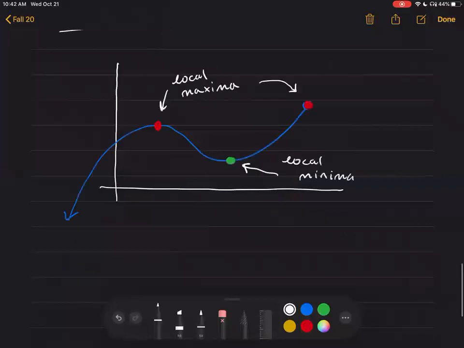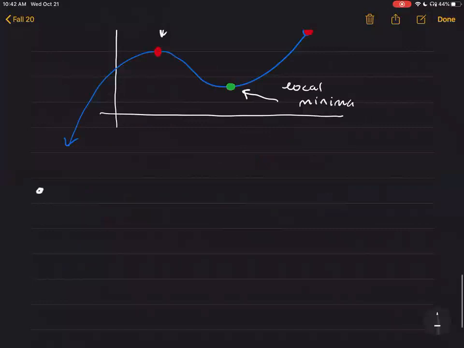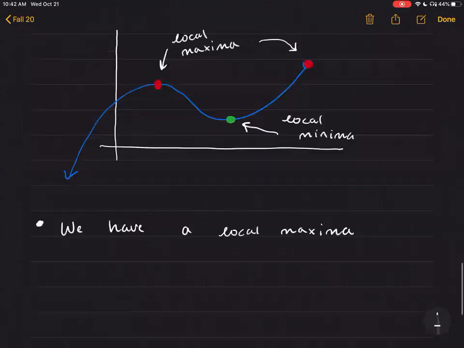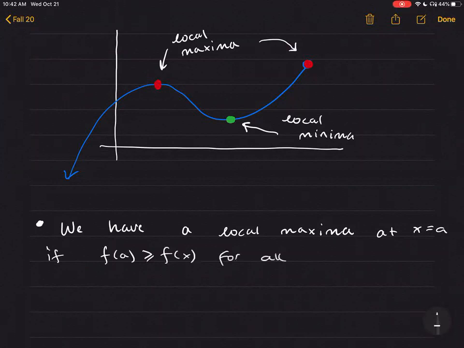Okay. Just like increasing and decreasing, we do have a definition that we can write down for this. So we have a local maxima, the red points up here, at some x equals a, if f of a is greater than or equal to f of x for all x in some interval around a.